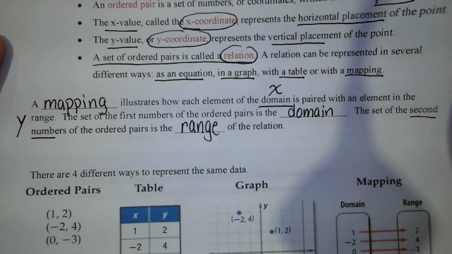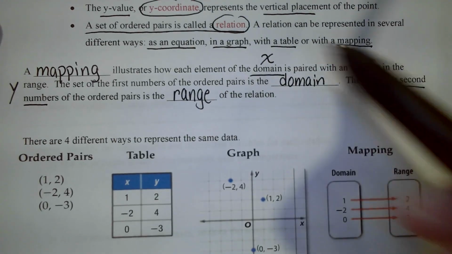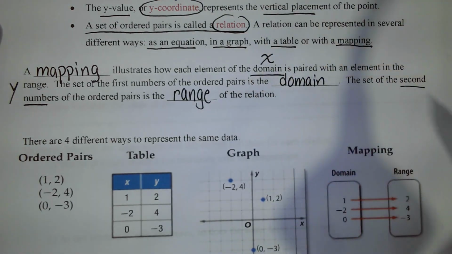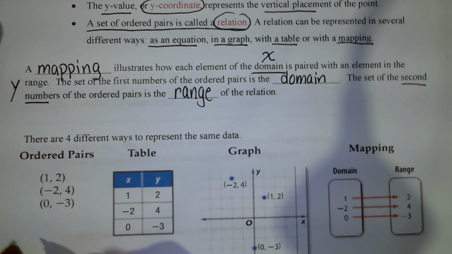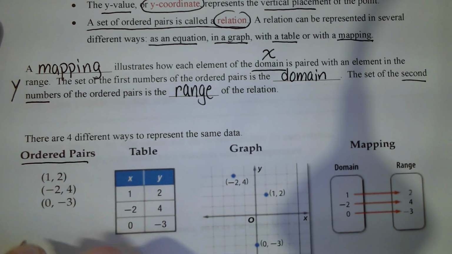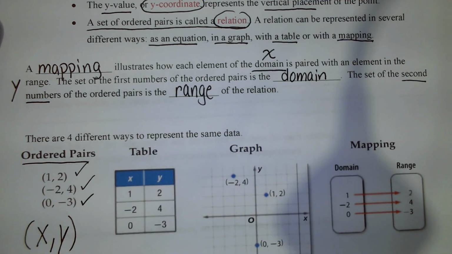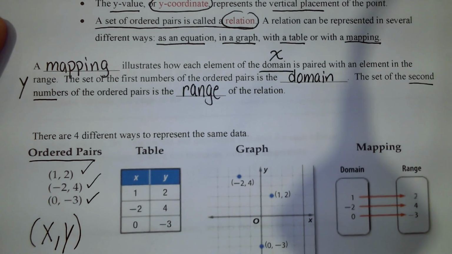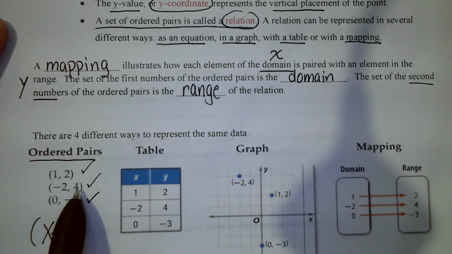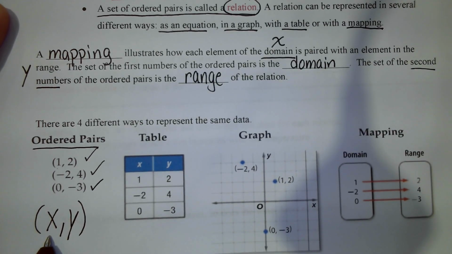So here are examples of the 4 ways we can represent those x and y values, those relations. The first is in ordered pairs, where we just write it in the form x comma y. So you have 1, 2, 3 ordered pairs in our relation, representing your x's and y's. Remember, x is domain, y is range.